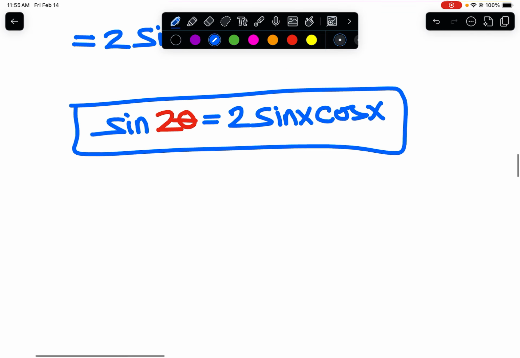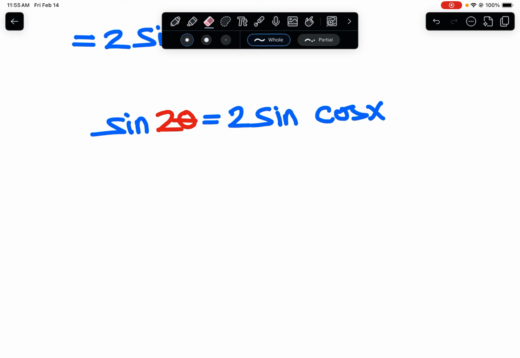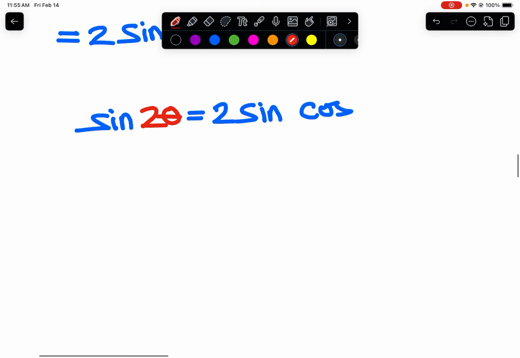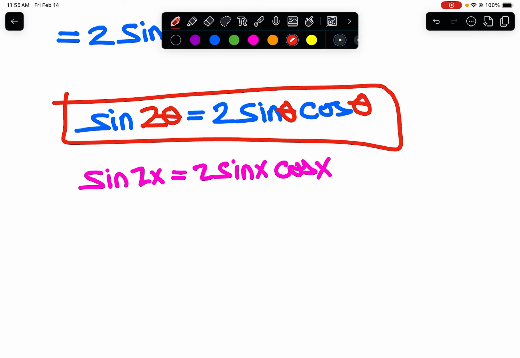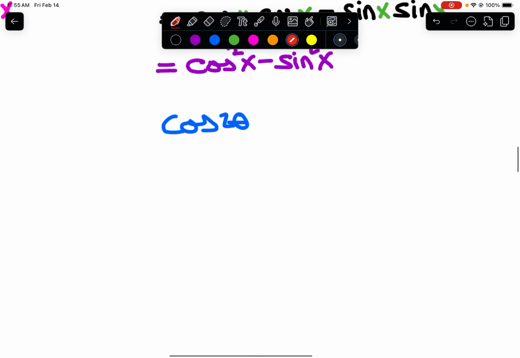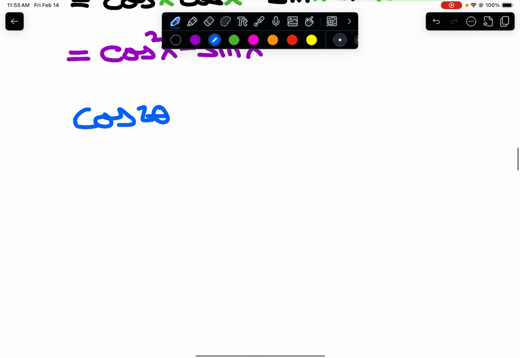I just realized, whoopsies, I'm not being consistent with my variables. How dare I? So if I have 2 sine theta, that's going to be 2 sine theta cosine theta. But if I use a variable like x, then it would be sine 2x is equal to 2 sine x cosine x. So, whoops, shame on me. Just make sure you're being consistent with your variables, as I literally just made that mistake.